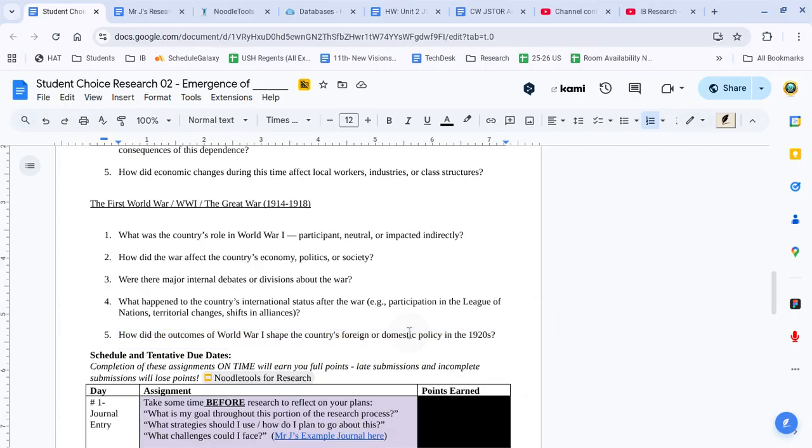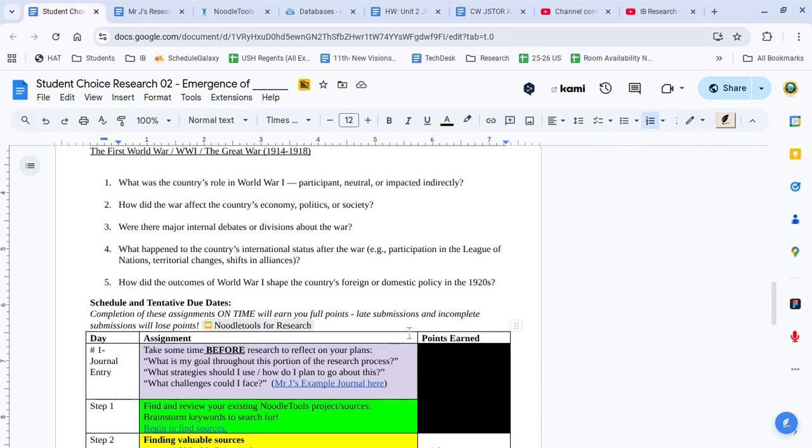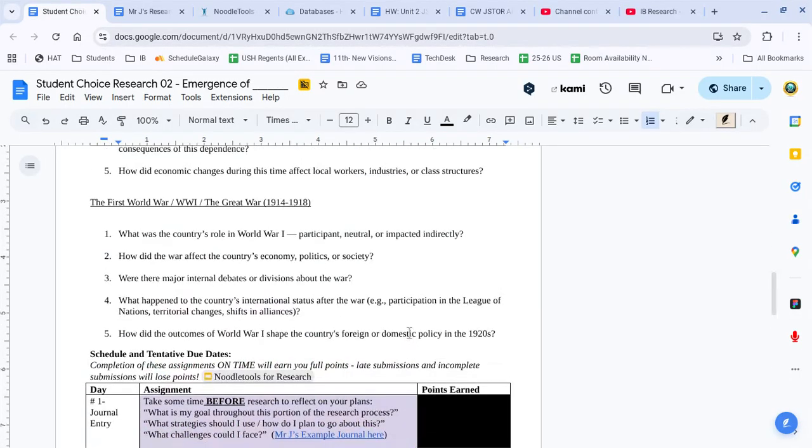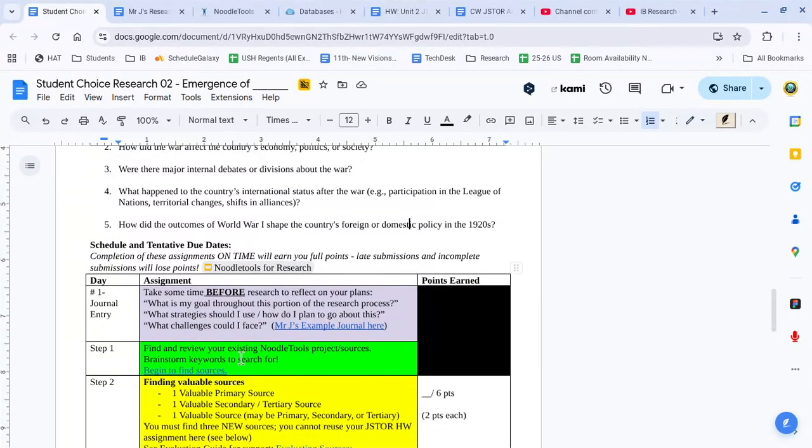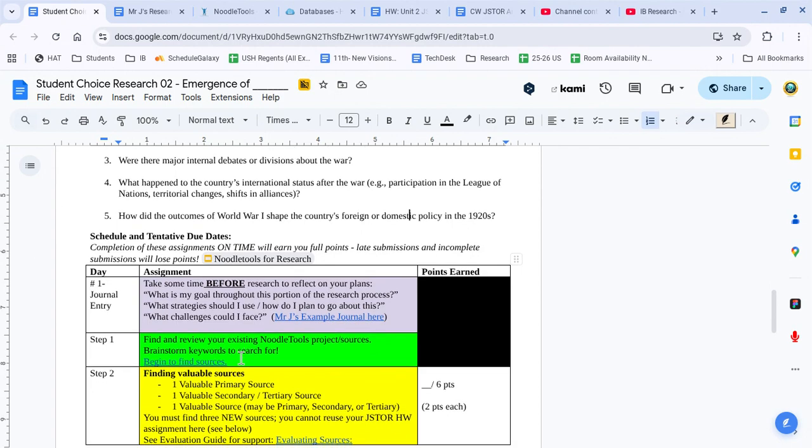So these are the topics that you need to come up with. And so it's really important for you to make a choice that will really help you generate keywords and search the databases to answer these questions. So what I'm going to show you next is just my journal entry here.